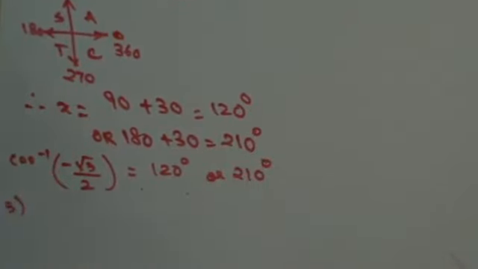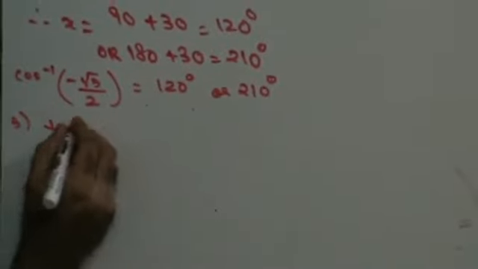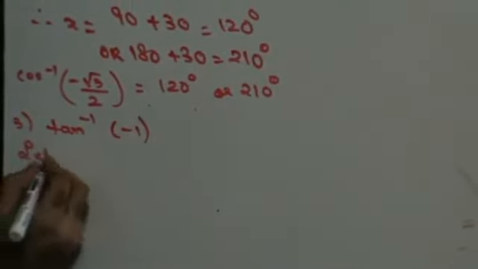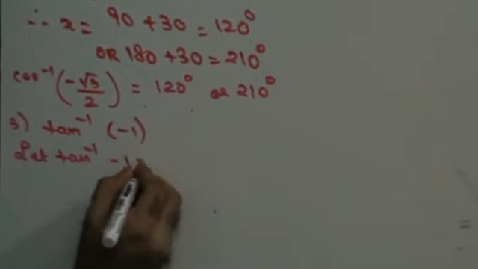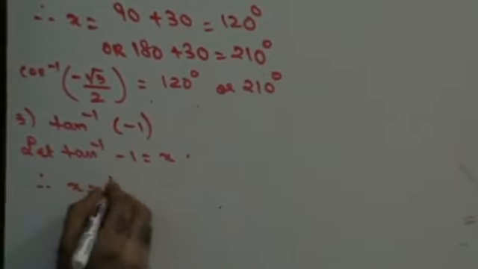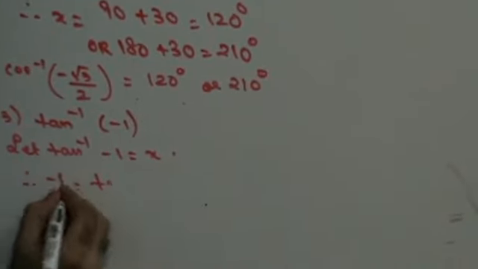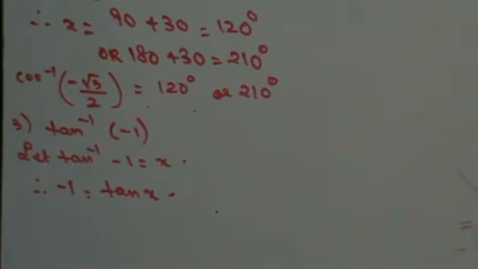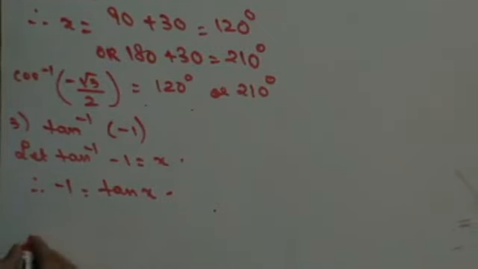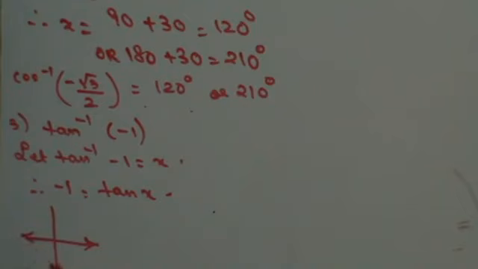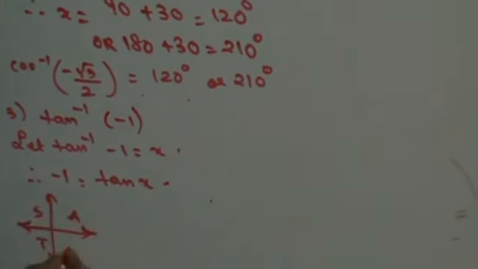Next, let's see another sum, guys. Tan inverse of negative 1. So we'll say let tan inverse of negative 1 be x. Therefore, negative 1 is equal to tan x. Again I have a negative value, which means I need to use allied angles. All silver tea cups. Now tan ratio is negative in the second quadrant and the fourth quadrant. Second quadrant starts from 90 degrees, fourth quadrant starts from 270 degrees.